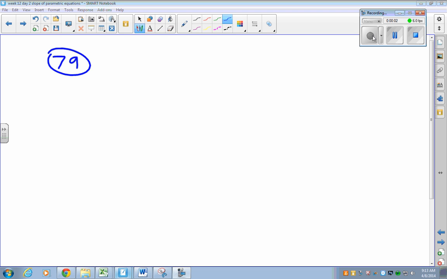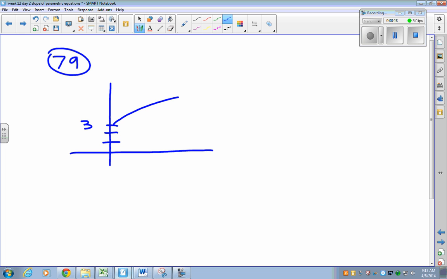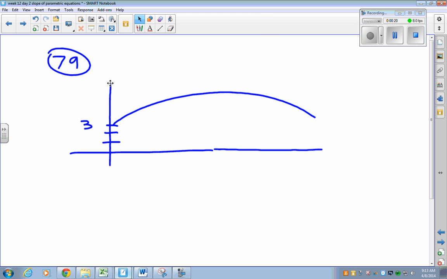So number 79 is the baseball one. Okay. Information that is given. A ball is hit from 3 feet high, and it hopefully is going to go over a fence right here. That fence is 400 feet from home plate, and it is, how far? 10 feet high.